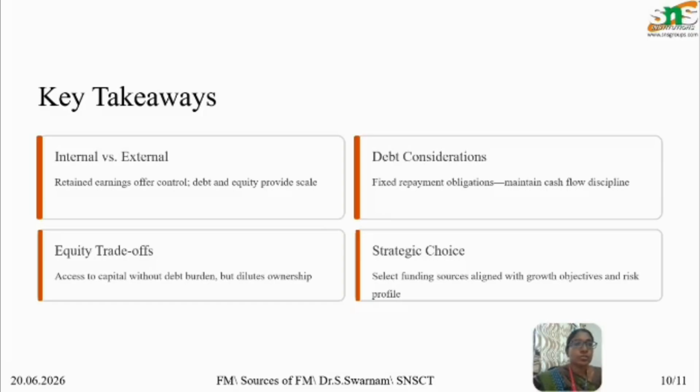So students, in today's session we have seen what sources of finance are, and we have seen three options: retained earnings, debt funds and equity funds. We have seen the pros as well as the cons of mobilizing through each of these instruments. I hope you have all understood today's session. Meet you all in the next session.